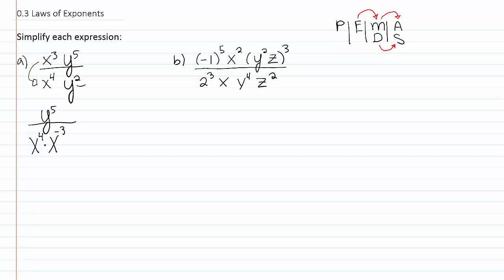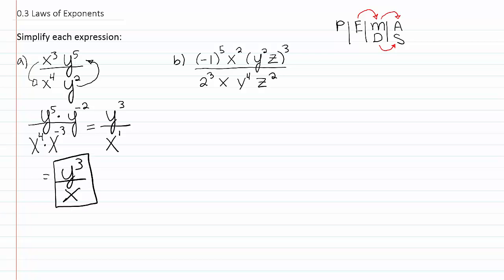Likewise, if I bring this y squared up to the top to join the y to the fifth, because it has a smaller exponent, I'm going to move it. And when I move it, it's going to become negative 2 up top. So it's going to be y to the third on top, because 5 minus 2 is 3. And on the bottom, it's going to be x to the 1 power, or in other words, y to the third over x, which is the same exact answer we got before.